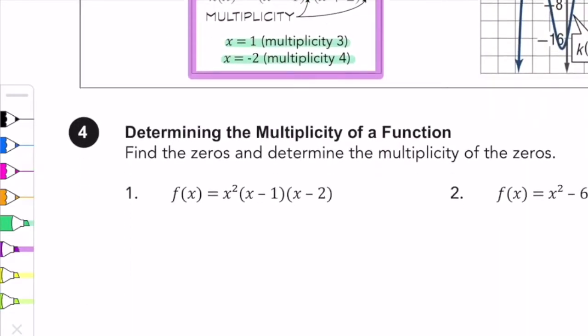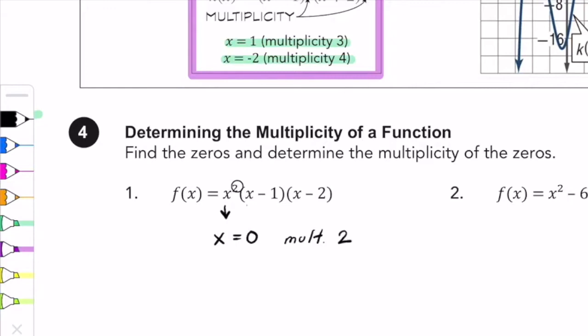All right, example set 4. Find the zeros and determine the multiplicity of each 0. Number 1 is already in factored form, so all I have to do is set each factor equal to 0. X squared is x equals 0. This factor happens 2 times, so we would say it has a multiplicity. I'm going to abbreviate this as MULT, multiplicity of 2.